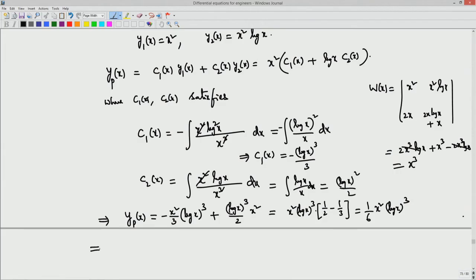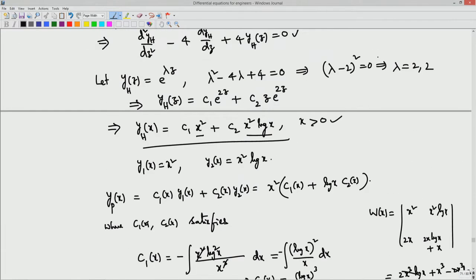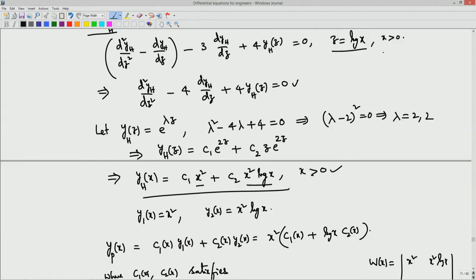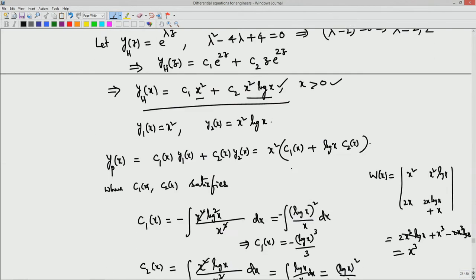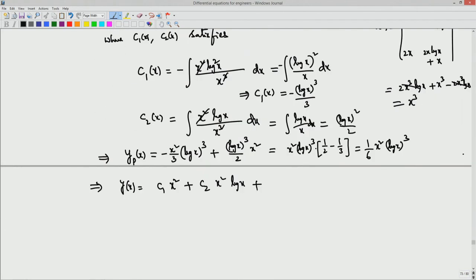So the general solution of the given equation is y of x, which is C1, an arbitrary constant, into x square plus C2 into x square log x. This is your homogeneous solution I have written here, plus the particular solution, that is 1 by 6 x square log x cube. So this is your general solution.